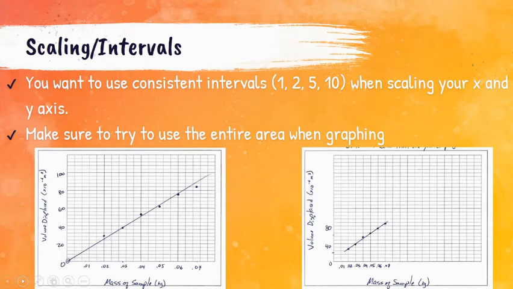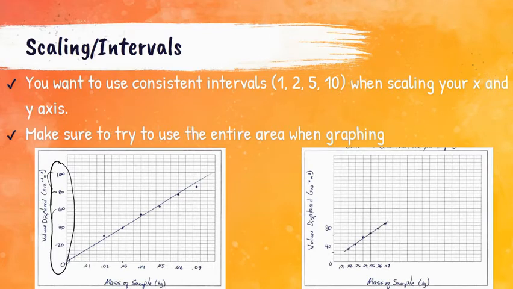So if we are looking at the y axis here, we are going up by 20s. At the origin, we are at 0, and then we go up by 20, and then the next 20, and the next 20, and the next. So we are consistently going up by 20 all the way up the axis. You cannot just randomly start changing what your interval is. So you want to keep it consistent.